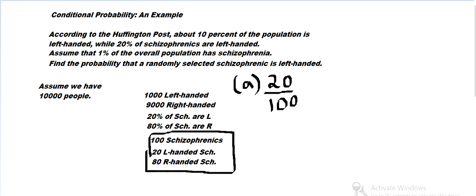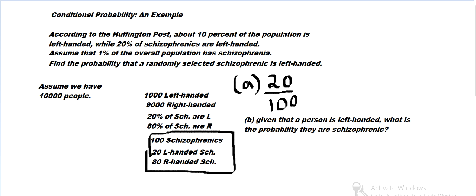We've got some more questions. I pasted a second question. Given that we have a left-handed person, we want the probability they're schizophrenic. So we could write that out. We want the probability they're schizophrenic given that they are left-handed.